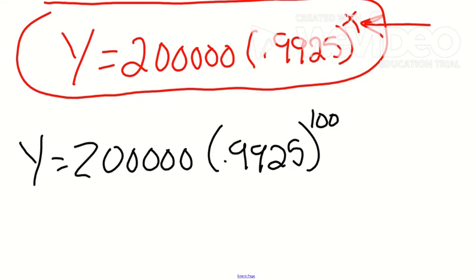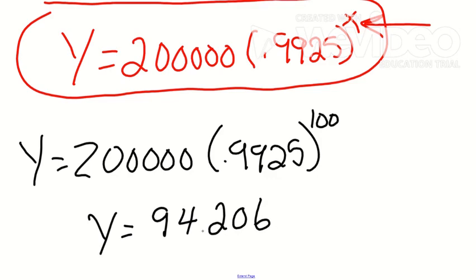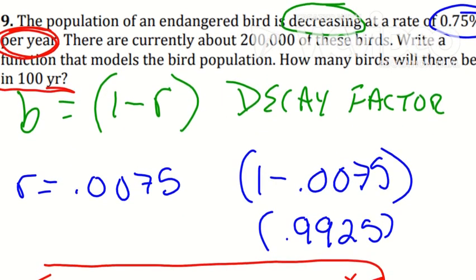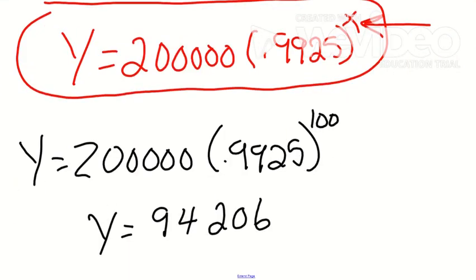It's about 0.47. And you're going to multiply that by 200,000. And you would get 94,206. And again, we are talking about birds. So we're not going to have fractional. So we'll leave it as 94,206 birds in 100 years.